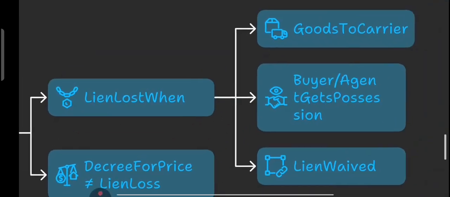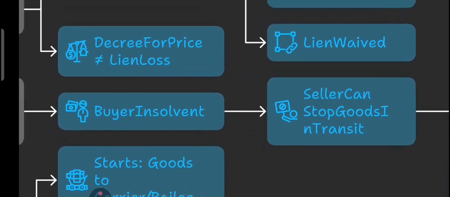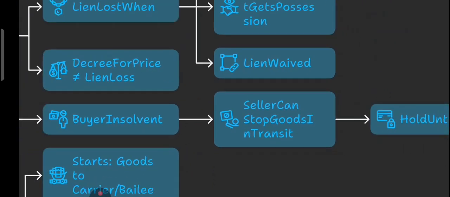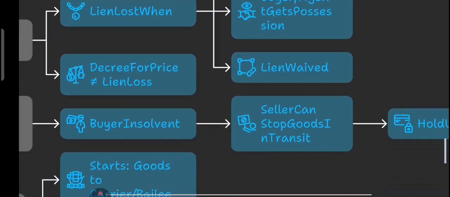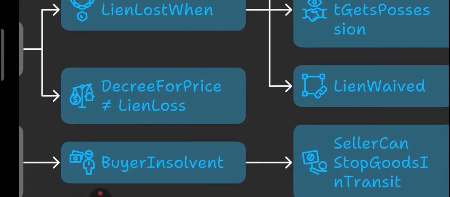Second point, buyer insolvent. What is the meaning of buyer insolvent? So if the buyer becomes insolvent, meaning unable to pay their debt, the seller can exercise their right to stop the goods. And there is something called decree for price. So what is the meaning of this so-called decree for price? As you can see written here, if the seller has a legal decree, which means a court order, demanding the price, they can still stop the goods in transit.